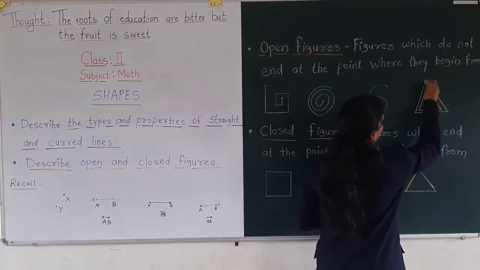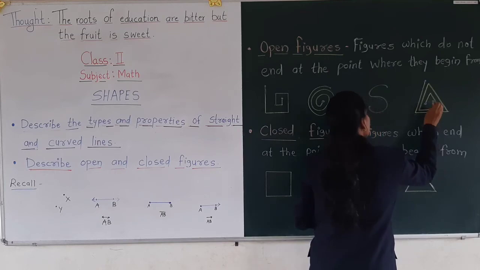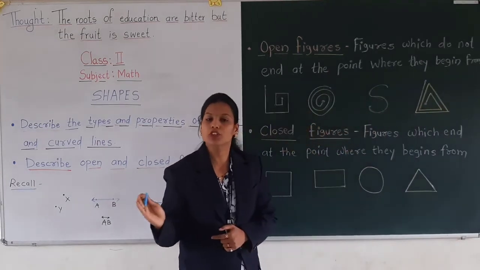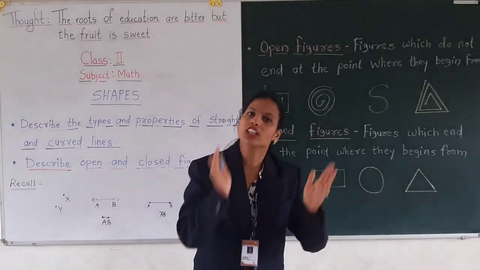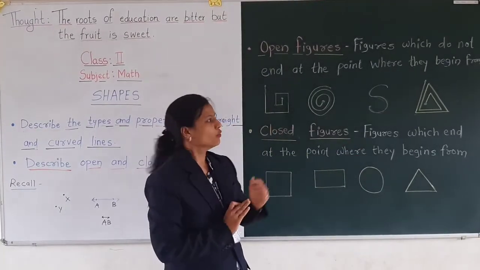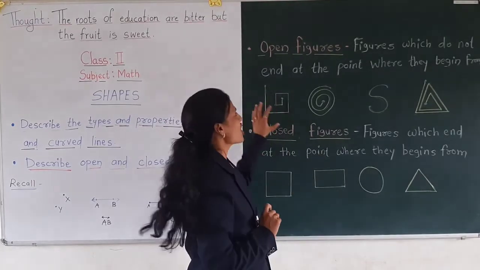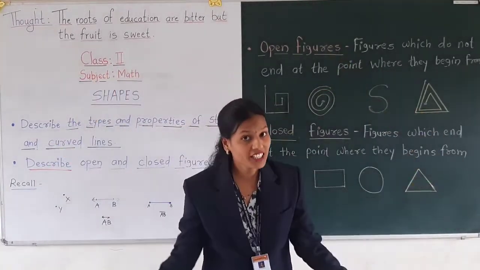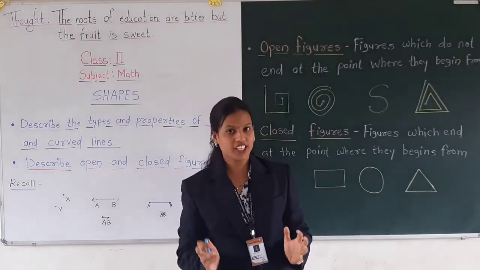Same for this figure also. I start from here. A sweeping line, shining line, like this. And I stop. The end of the figure is here. Means what are open figures? The figures which do not end on the same point from which they begin. Okay, so these all are open figures. Okay, students, understood about open figures?